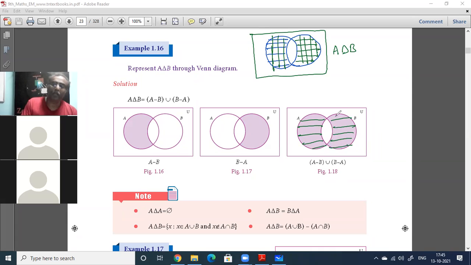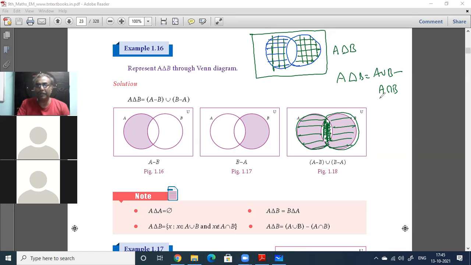So in one way, A delta B is equal to A union B minus A intersection B. If you see, this area is A intersection B. This whole thing is A union B. So A union B minus A intersection B will be A delta B. That is why the formula says A delta B is equal to A union B minus A intersection B. It's very correct.